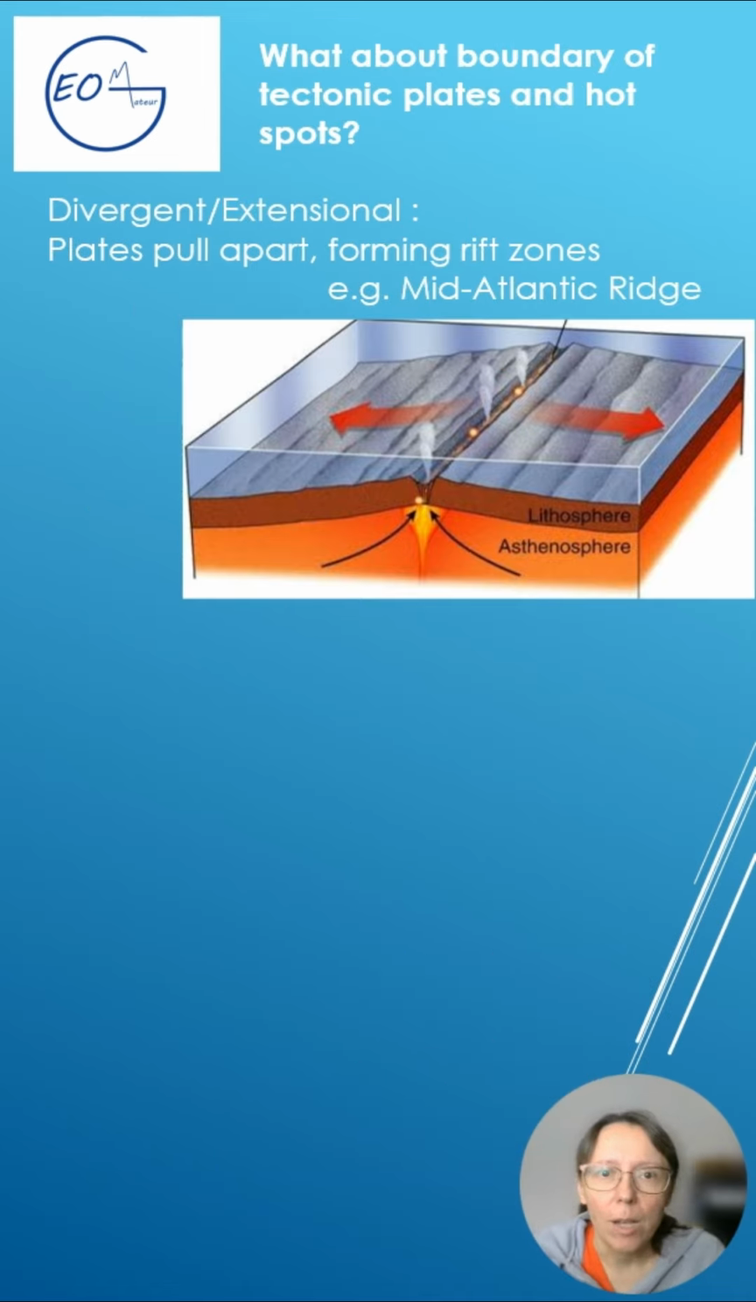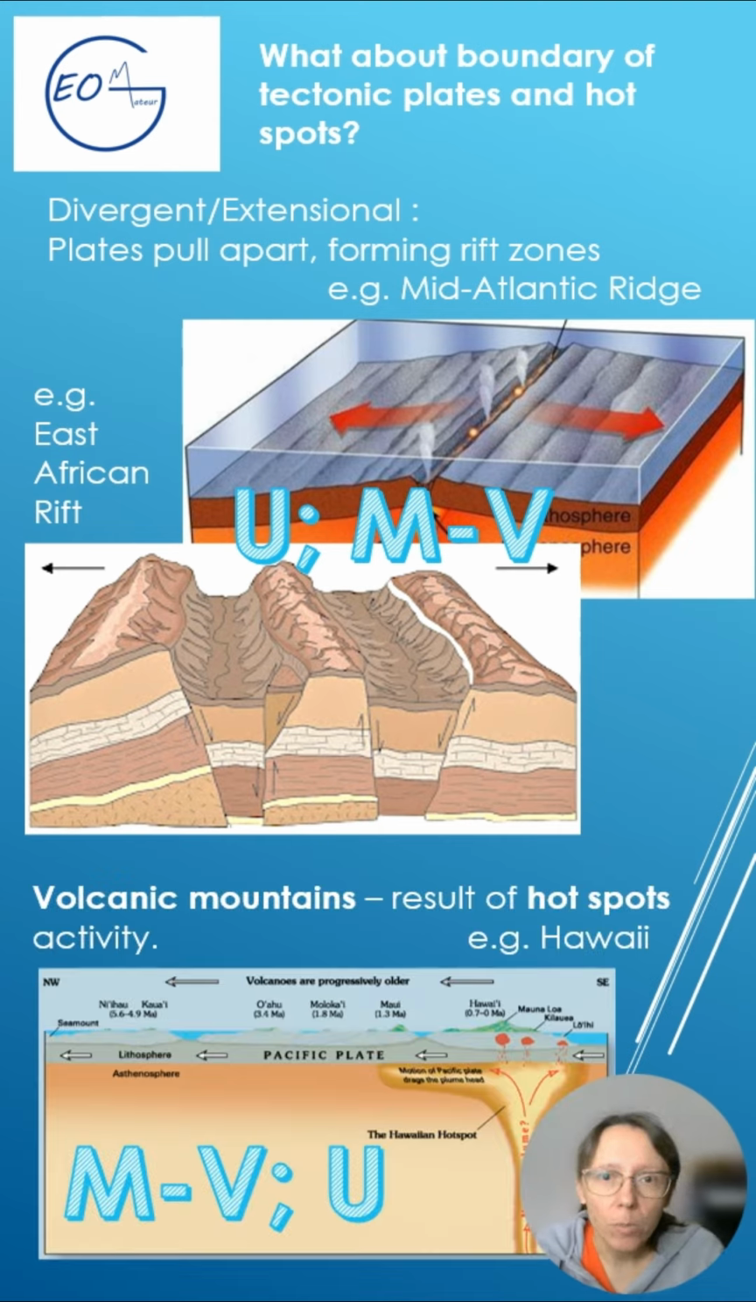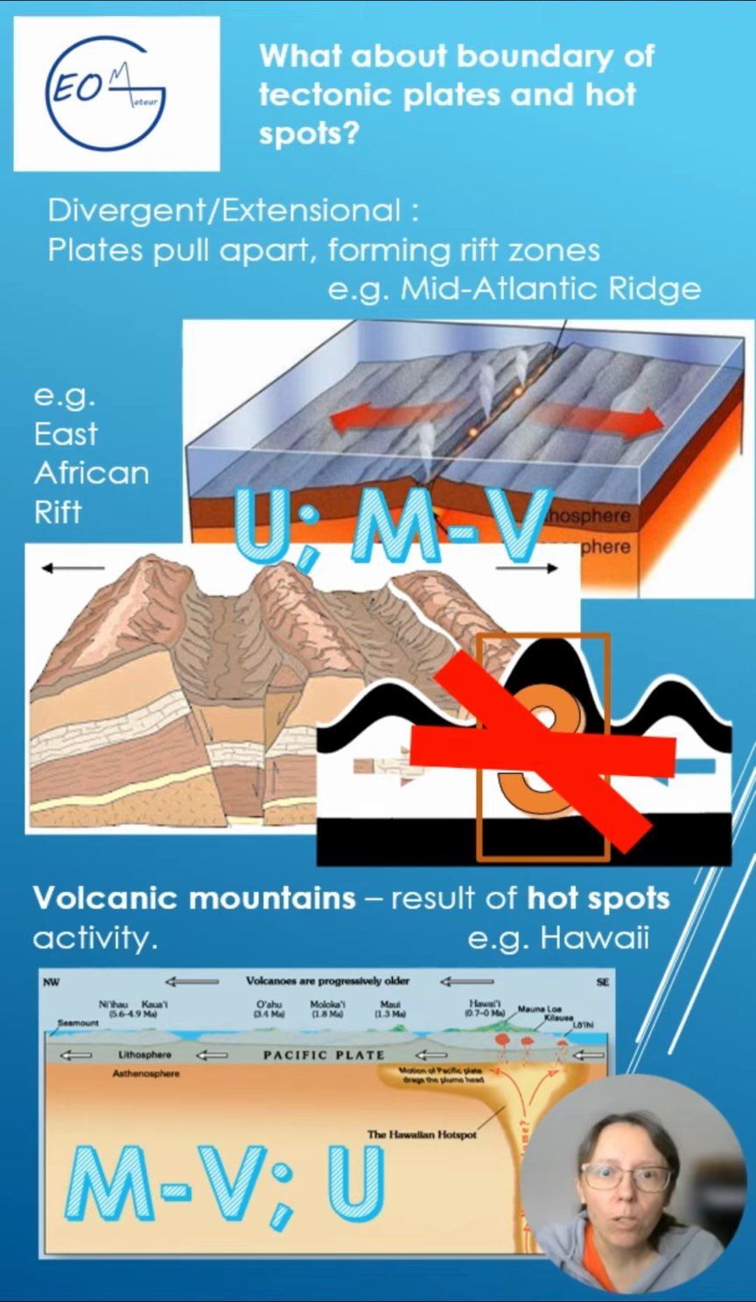For example, there are mountains at the divergent plate boundaries, where plates are pulled apart, forming rift zones on the ocean floor or on continents. Some mountains originate from hotspot volcanism, but there is no compression. In these cases, all three criteria are not met.